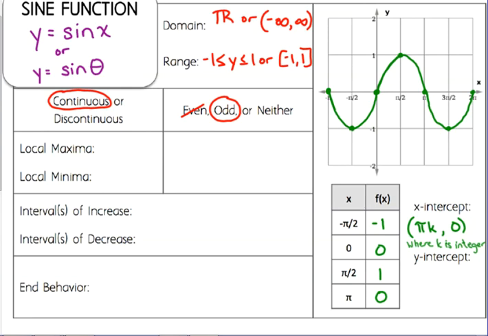The y-intercept, what's our y-intercept? 0, okay, it's the origin. It's right there. 0, 0 is our y-intercept.